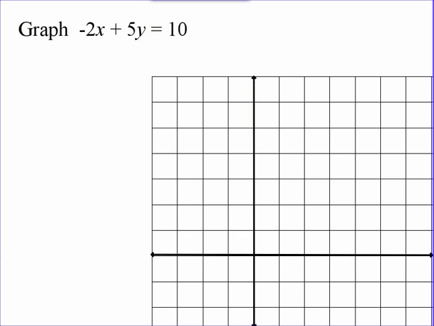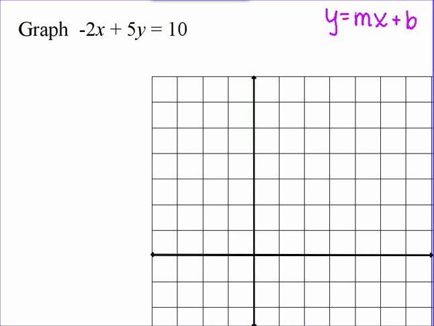Remember I said we were going to graph as well. So now we're going to graph. Now before we had graphed by using intercepts and a t-chart. Now what we're going to do is we're going to graph using slope-intercept form. So what I need to do is put this in the form y equals mx plus b. So that means I need to get the y all by itself.